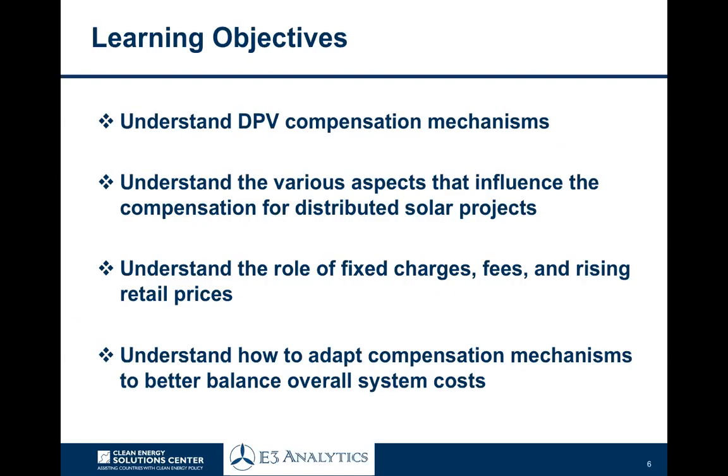So the aim is to understand distributed PV compensation mechanisms, understand the aspects that influence the economics of solar projects. We'll look at the role of fixed demand charges, different fees, rising retail prices, and a host of other factors on the economics of solar. And we'll try to understand a little bit more how and why these kinds of measures are being introduced in different utilities, in different contexts around the world, and essentially to understand where utilities are coming from and where regulators are coming from when they try to alter the compensation mechanisms.